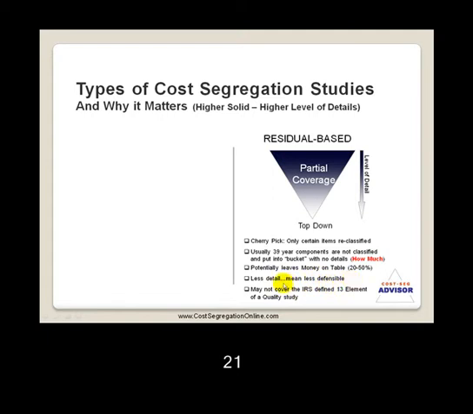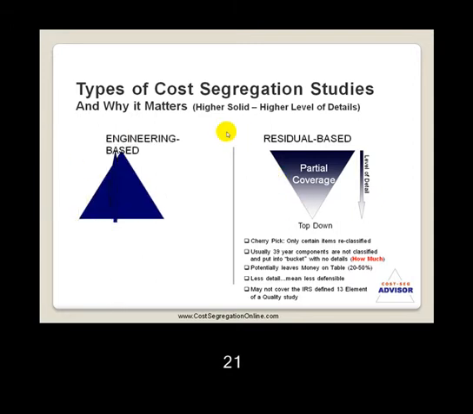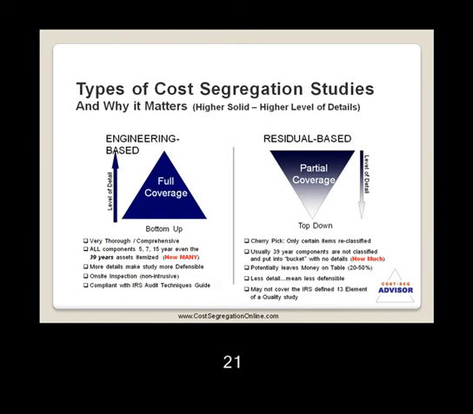Clearly, the key is following the IRS's guidelines, and they do define 13 key points or elements that need to go into a quality study, and a residual study normally is not going to cover all of those. And so an engineering-based study, which is what we do, it's really a bottom-up type approach instead of a top-down approach. It's very thorough and comprehensive. It's going to cover every component that can be reclassified. And there's certainly going to be all the details that make a study defensible.